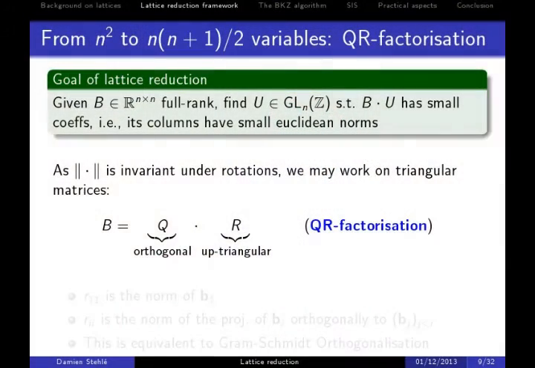So the first step is to reduce the number of interesting variables in B. First thing I'm going to do is to triangularize B with the following observation. The Euclidean norm is invariant under rotations. So if I take a vector and I apply a rotation to it, the norm is the same. So I can work modulo rotations. What this means is that I can multiply B by any orthogonal Q on the left. It just means I take my vector space and I rotate its representation.